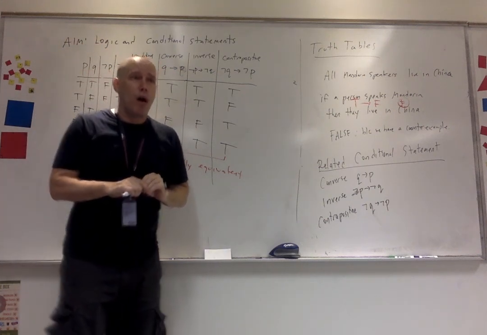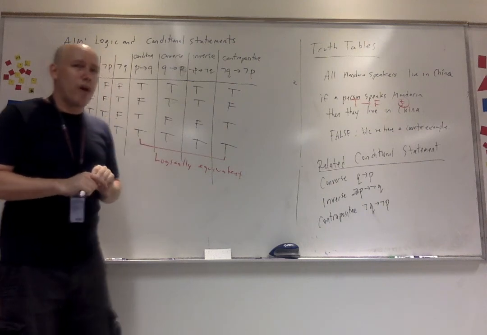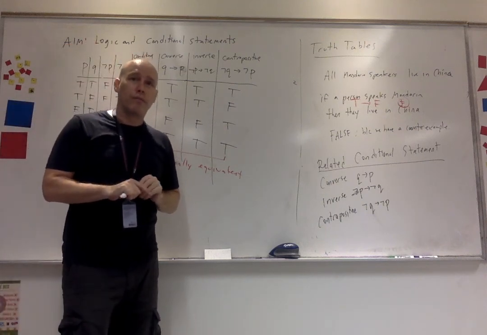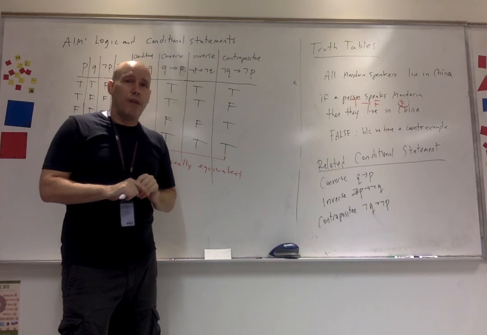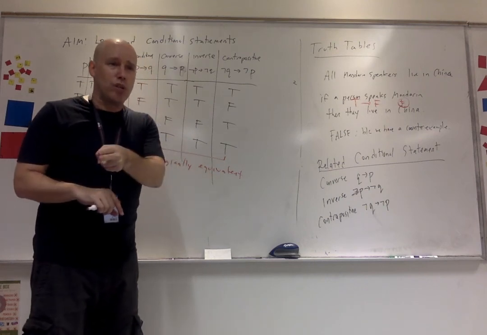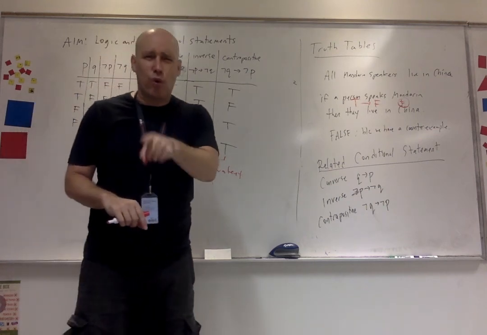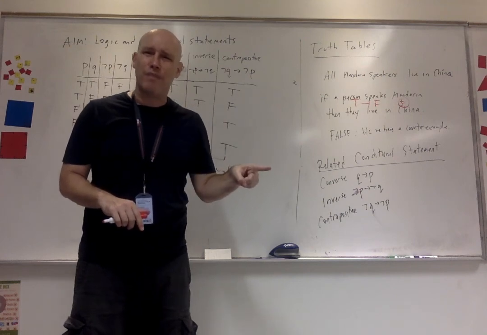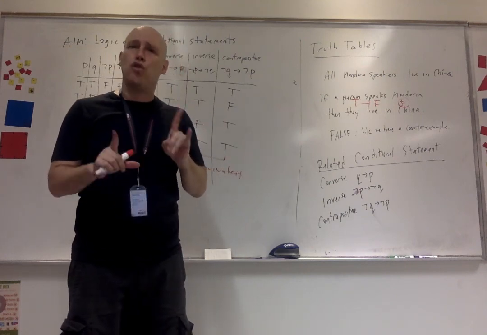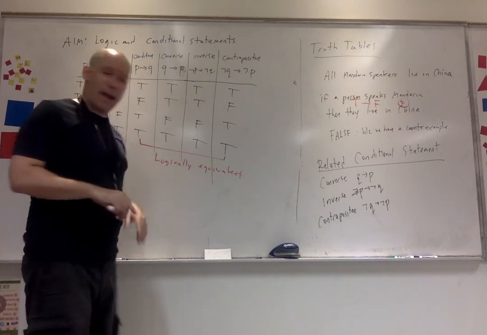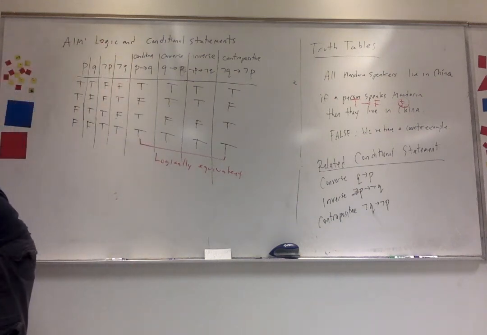For example, a square has four sides. If a figure is a square, then it has four sides. If a figure has four sides, then it's a square. So that's what we're going to be talking about in the next class. Yeah, that's it.